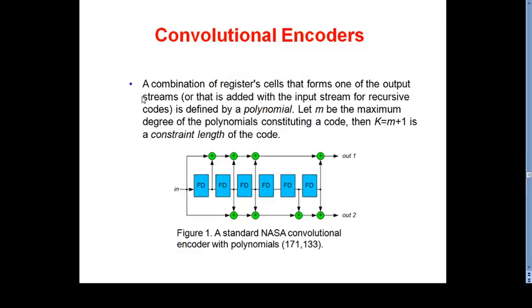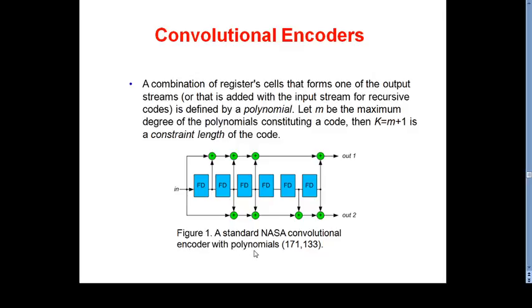So the combination of register cells that forms one output stream are added to the input stream. Recursive codes are defined by the polynomial. So convolution codes, always remember, are defined by the polynomial. M is the maximum degree of the polynomial constructing the code. Then k is equal to m plus 1, that is the constraint length.